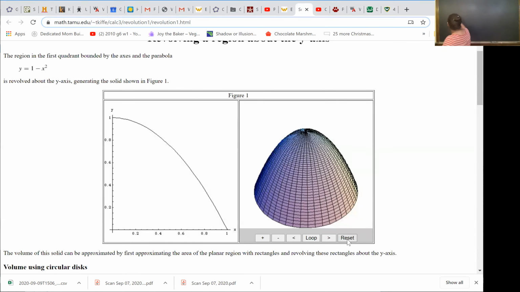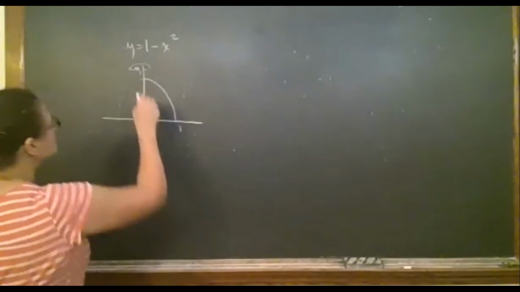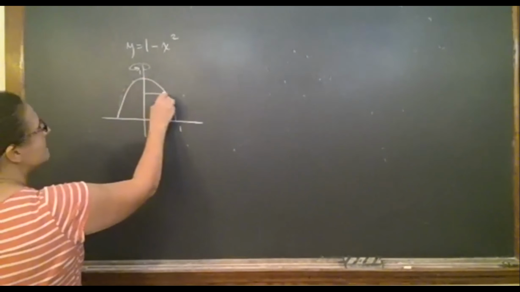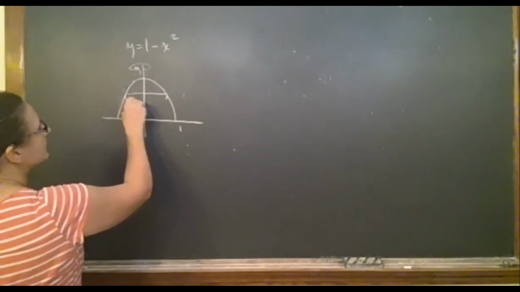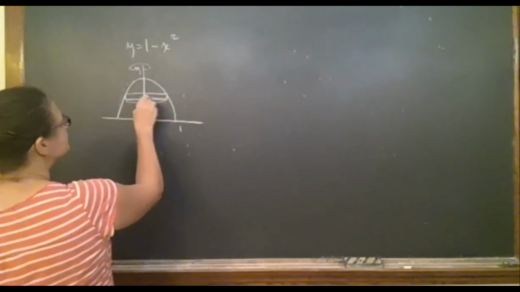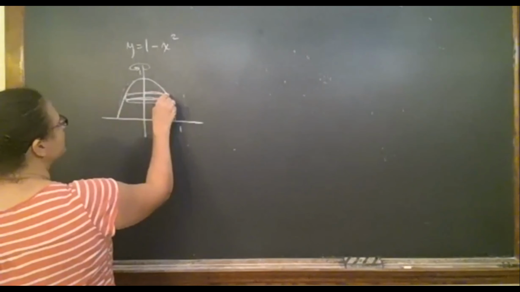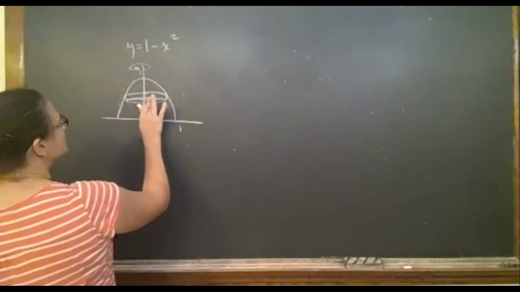What do I have? I've got y equals 1 minus x squared in the first quadrant. So that's going to look like this, 1, 1, and I'm going to be revolving around here. So my disk, you know what, let me get rid of this. And you can just see me drawing on the board. It's going to be this thing, and my discs are going to look like this. That's a terrible picture, but luckily we had a nice picture on the web.